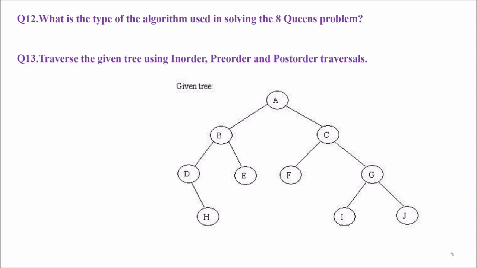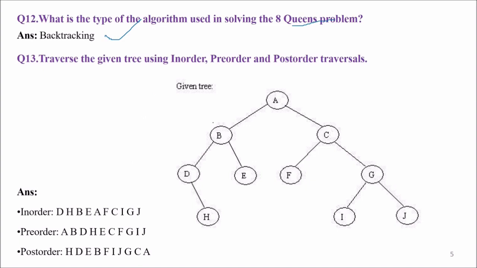What type of algorithm is used in solving the 8 queens problem? It is backtracking. The answer is backtracking. Now traverse the given tree using in order, pre-order, and post-order. See, these are the answers.